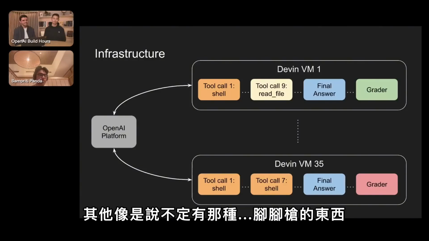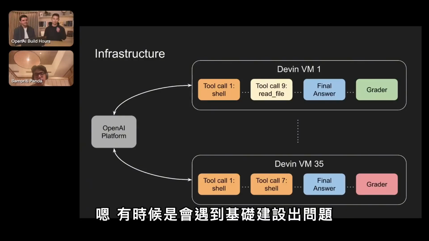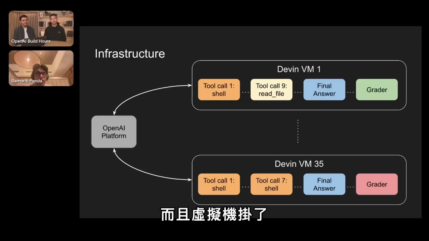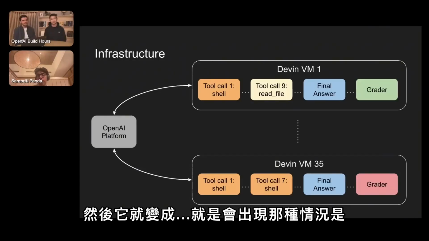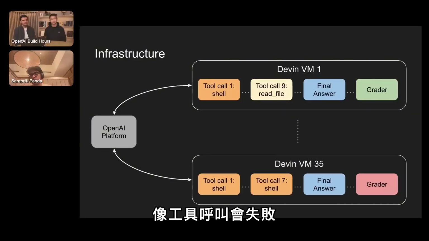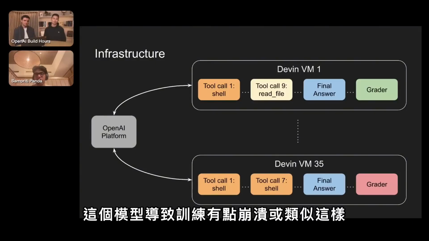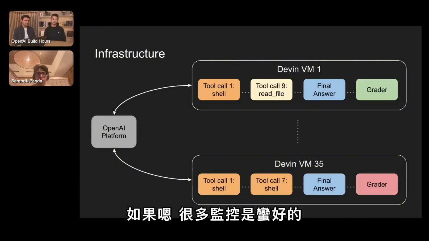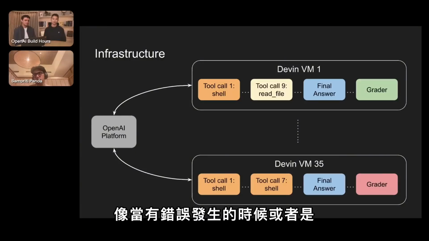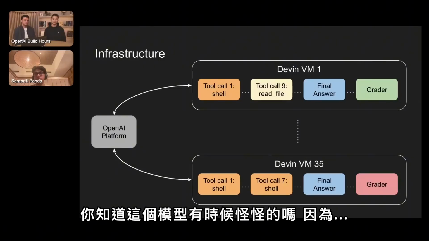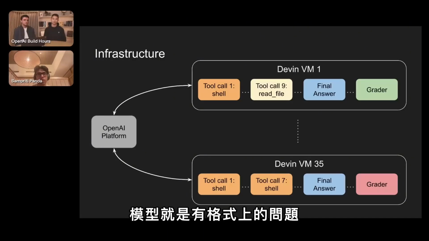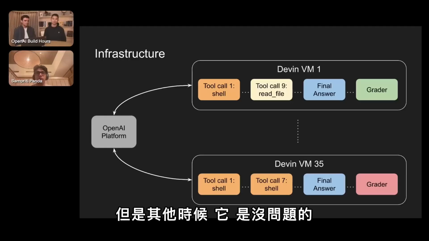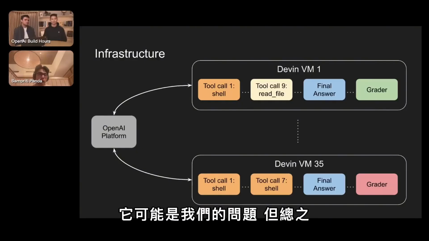And then the other foot gun is that sometimes, let's say there's an infrastructure error and the VMs fail. What ends up happening is the model gets 0 reward because the tool calls fail and the model can't figure out what's going on. While that's not the model's fault, that does lead to the training collapsing or the model learning in a bad way, because even if the model might have done something good, it got a 0 reward. So it is good to have a lot of monitoring on when there are tool call failures or abnormal issues with the model. Because sometimes it could be that the model just has formatting issues and it's not calling the tool correctly, but other times it could be just our infra issue.